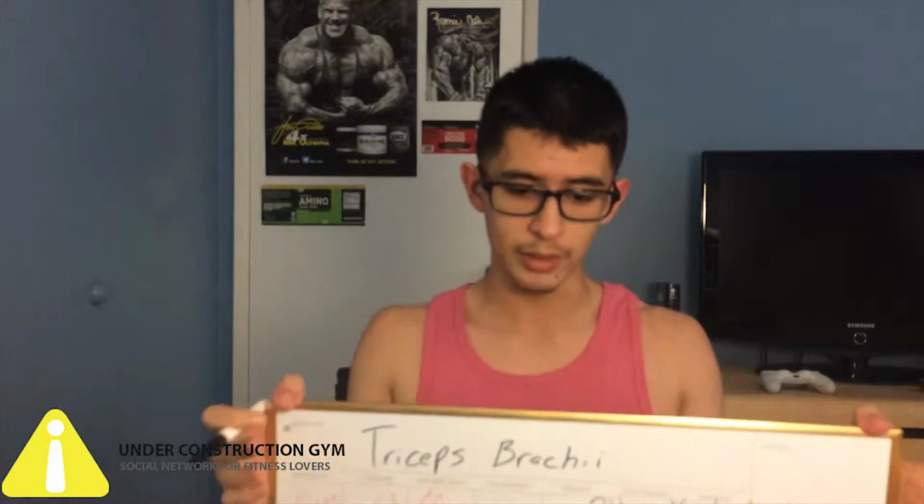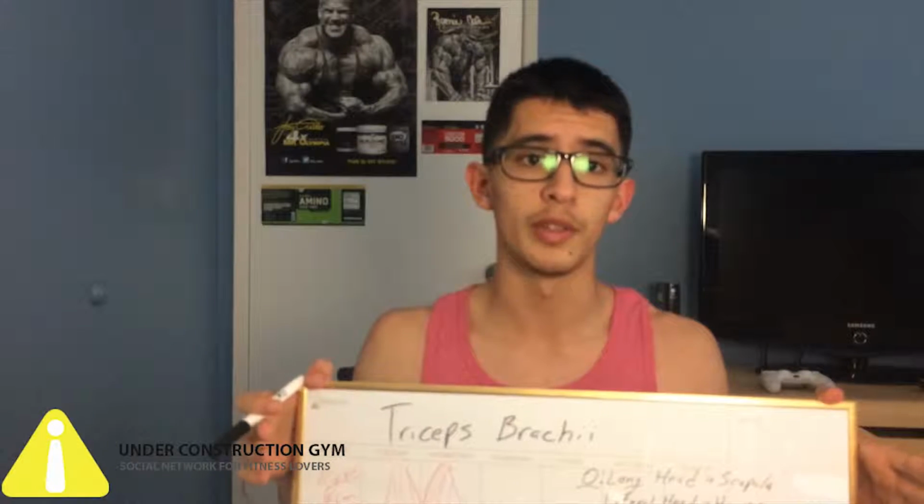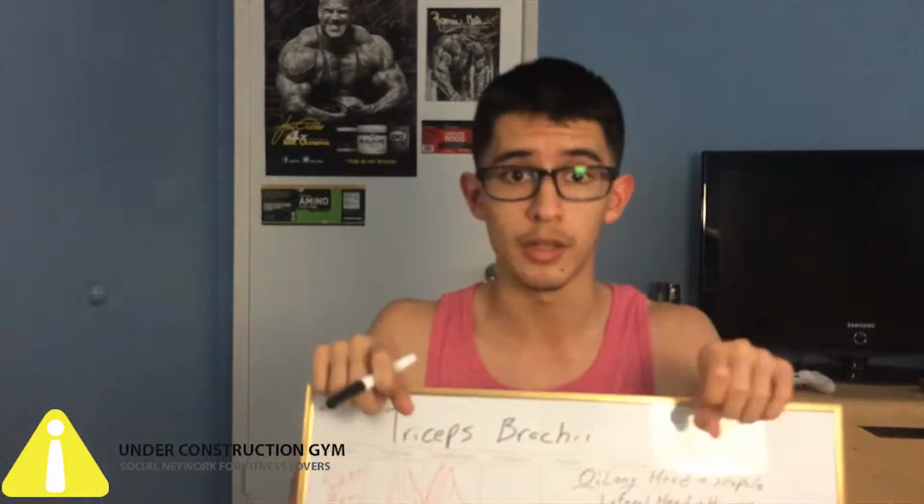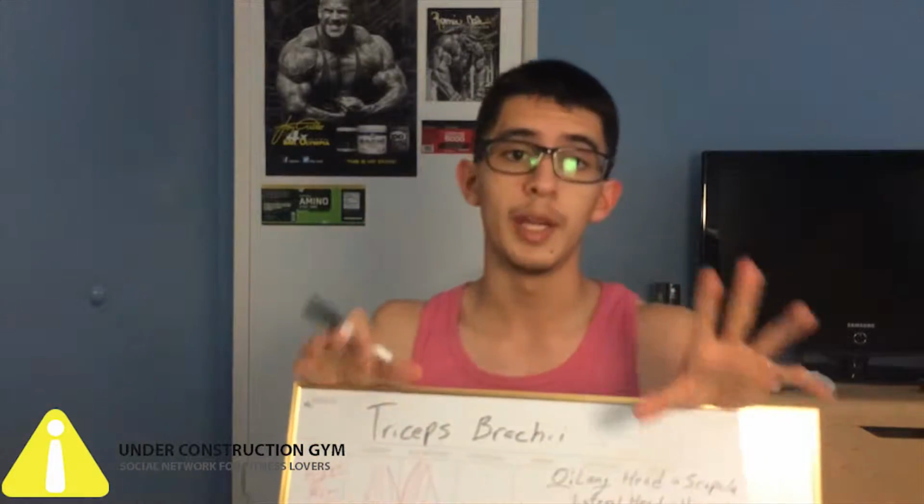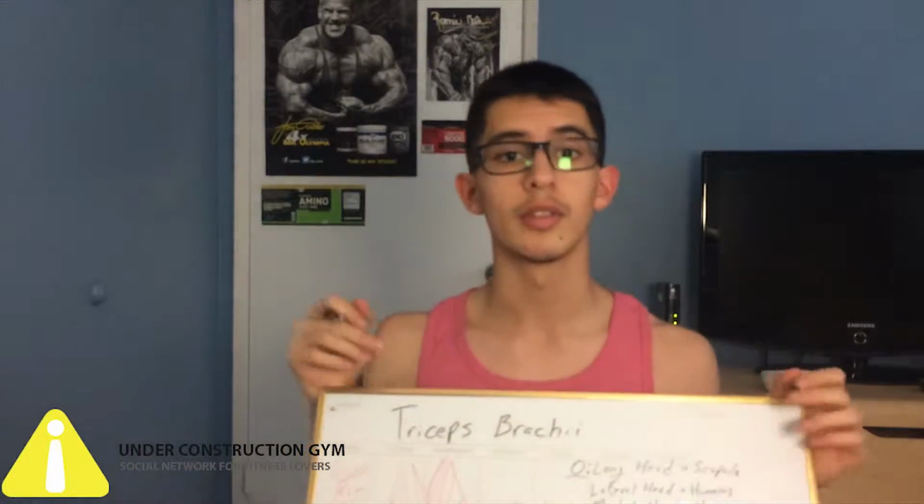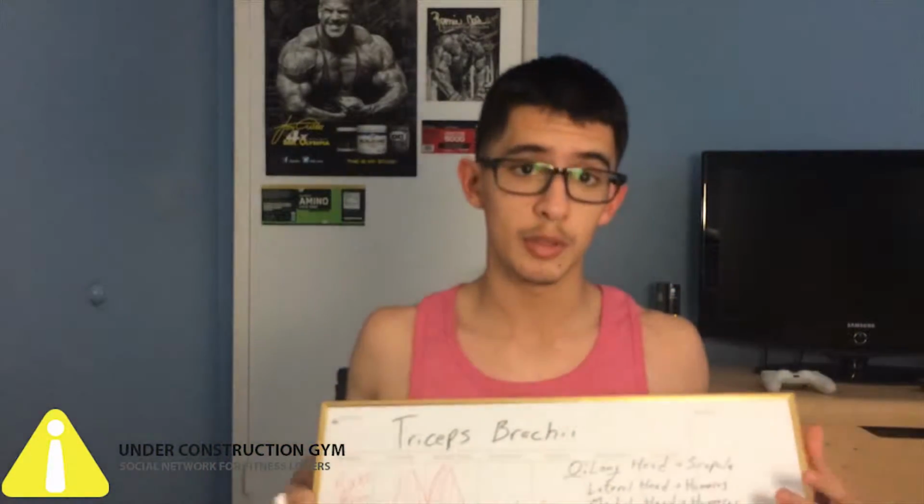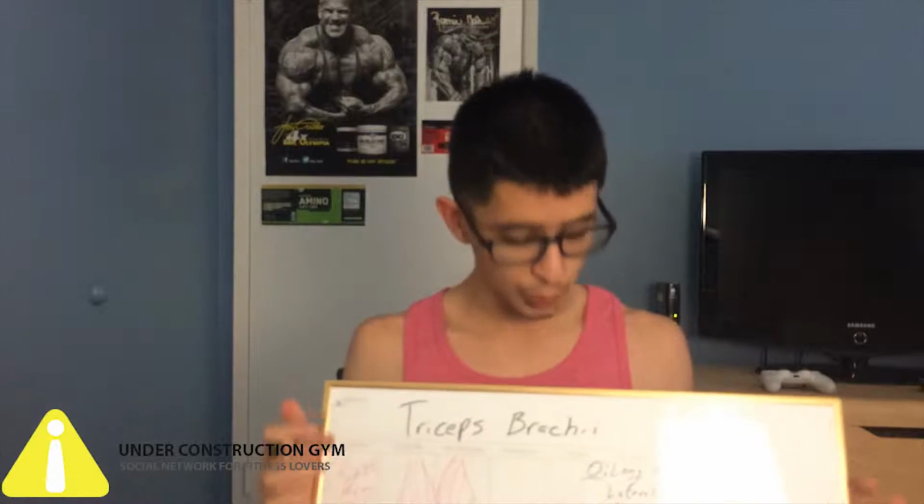So if you don't know, adduction means adding towards the midline of your body, and abduction is taking away from the midline of the body. So if you look at your hip abductors or adductors, adductors bring your legs closer to your body, or close your legs. Then abductors would do the opposite. So triceps have a role in this.